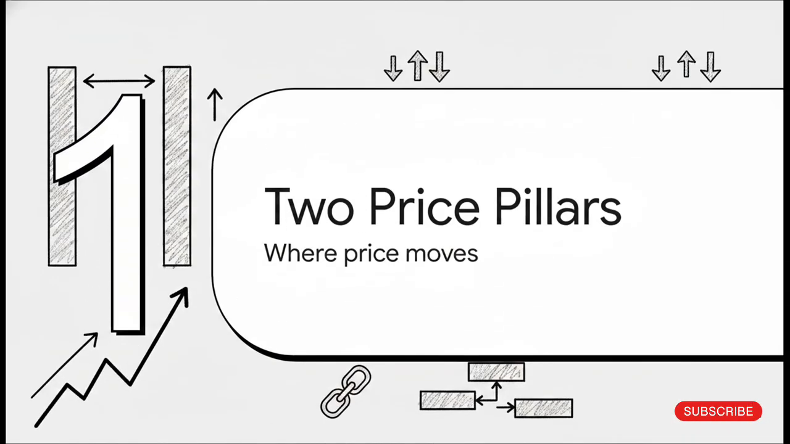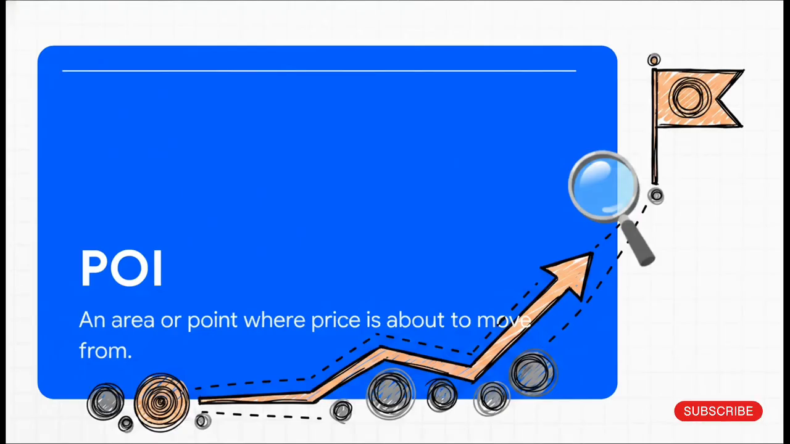Section 1. The 2 price pillars. Understanding exactly where price moves. Let's kick things off with a foundational reality. Price only ever moves between 2 specific points. First up is the point of interest, or POI. This is simply an area where price is about to move from. It's your starting block. But here's the trap a lot of beginners fall into.